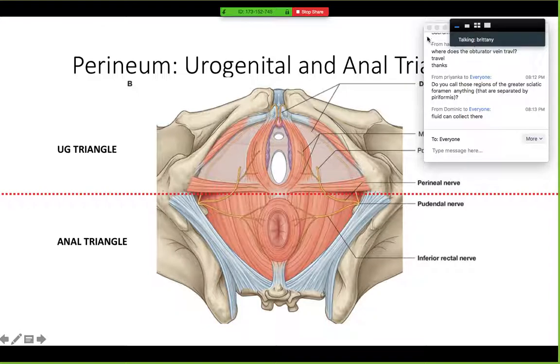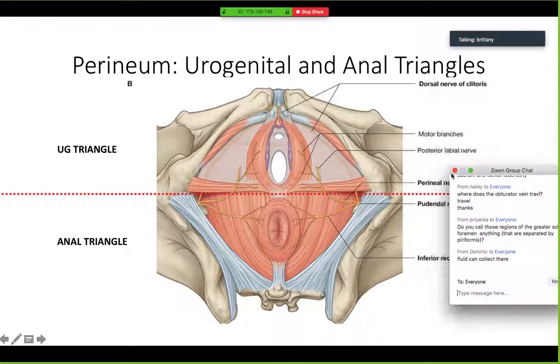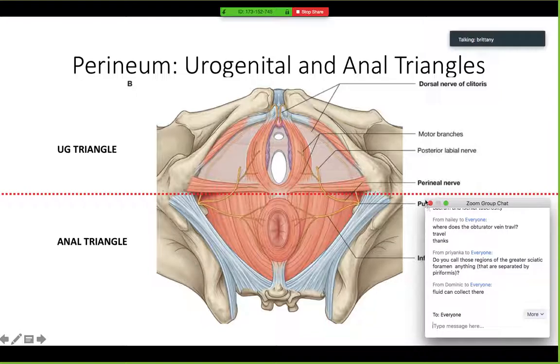All right, so I'm going to go on to the perineum. So your perineum is divided into urogenital and anal triangles. So here are the boundaries of your urogenital triangle. And then back here we have the anal triangle.